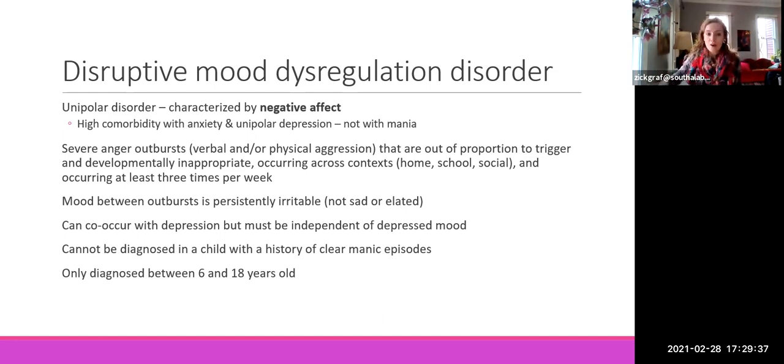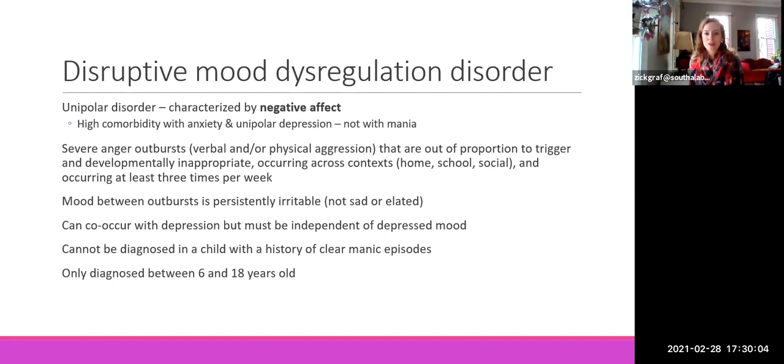In addition to having these outbursts, there's disturbed mood between outbursts. It's persistently irritable. It's not persistently sad. That might be a sign that the child also has comorbid depression, and it's not persistently elevated. That would be mania, but mania is extremely, extremely rare in children. DMDD can co-occur with depression, but it has to be independent of depressed mood. So the anger outbursts have to happen even when the child is not in a depressive episode.